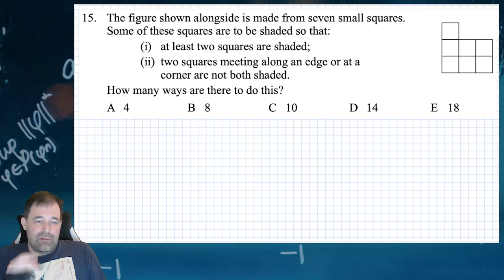The figure shown alongside is made from 7 small squares. Some of those squares are to be shaded, so that at least 2 squares are shaded, and 2 squares meeting on an edge or at a corner are not both shaded. How many ways are there to do this? At least 2 squares are shaded. So this one can't be shaded. That one can't be done.